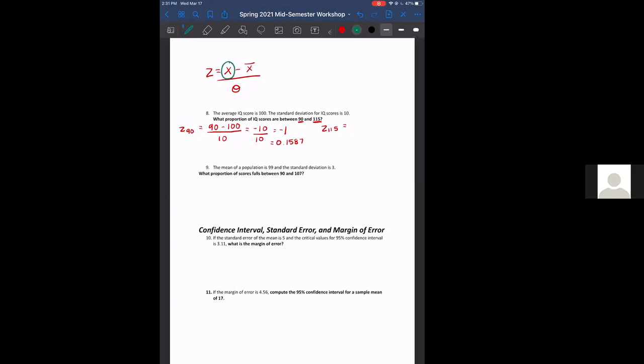Oh, would that be 115? Yes, good. Okay, so 115 minus, so we already said that the mean is 100 and that the standard deviation was 10. So it's going to be 15 divided by 10. So can anyone tell me what 15 divided by 10 is? That's 1.5. Yes, thank you. So which is equal to 1.5. So now when you plug that into your z table, what do you get?